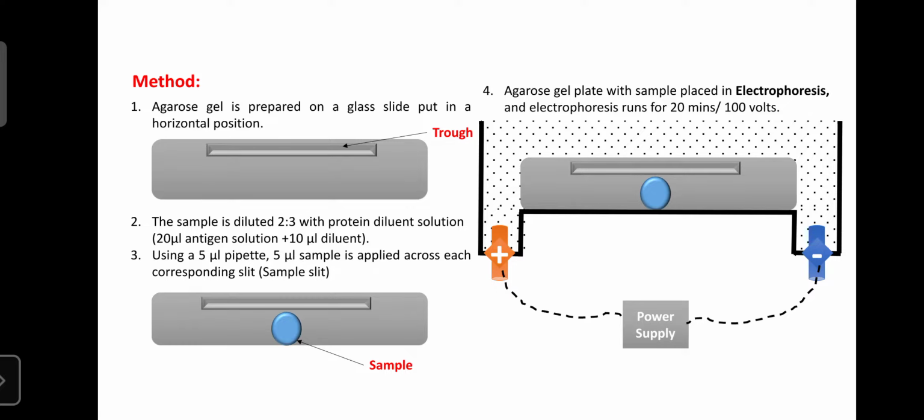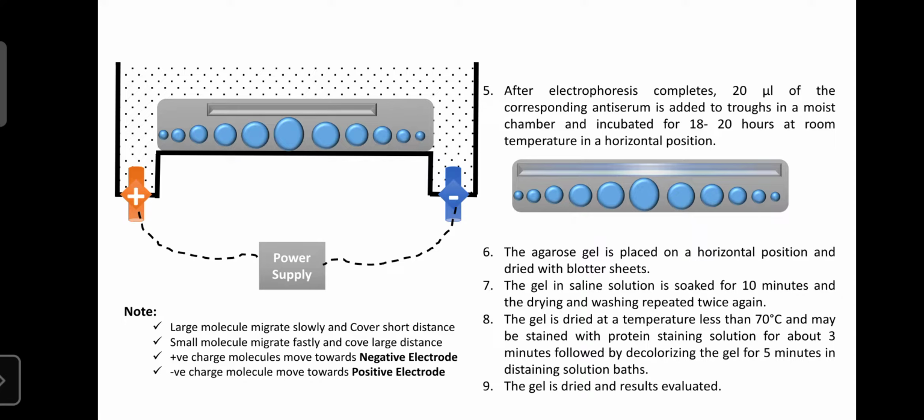Very first we make the agarose gel plate. On that we put the sample, then run the electrophoresis for 20 minutes at 100 volts. Then the movement happens according to the size of the molecule as well as its charge. A large molecule migrates slowly and covers a shorter distance, and a small molecule migrates fast and covers a larger distance. The molecules also move on the basis of charge. Positive charge molecules move towards the negative electrode and negative charge molecules move towards the positive.